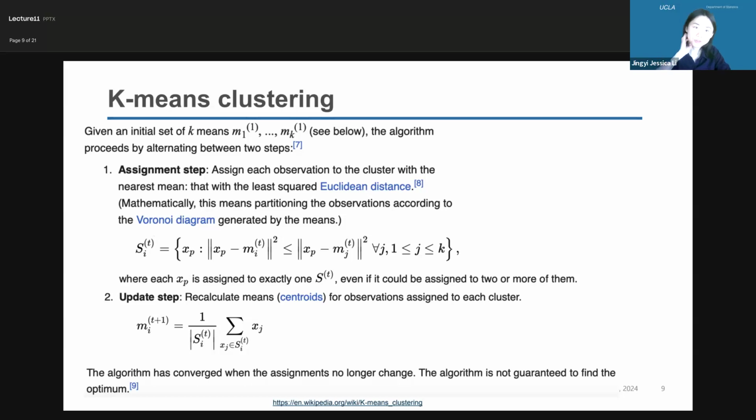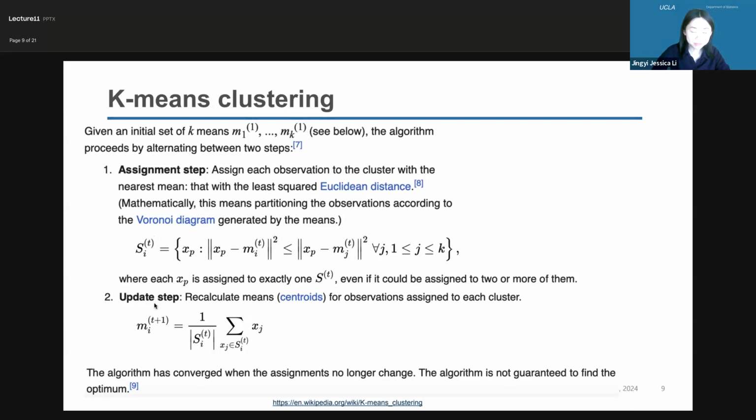And they can serve different purposes, depending on the use. If you want to define, say, cells as cell types, then it makes more sense to have hard clustering because you believe every cell should have only one type. But that's just my interpretation.